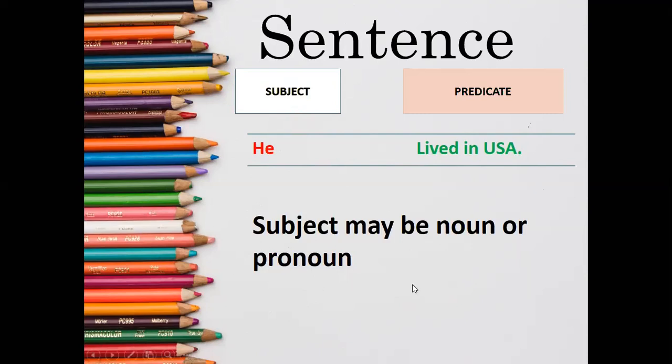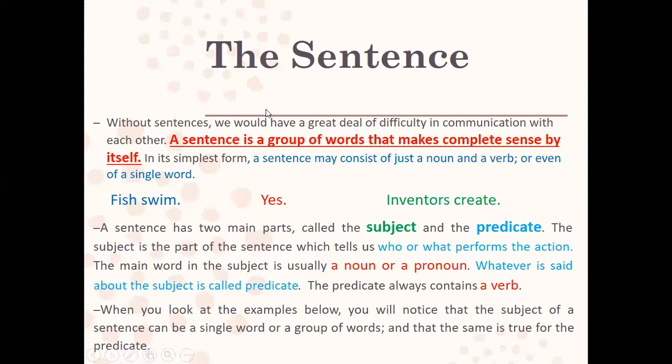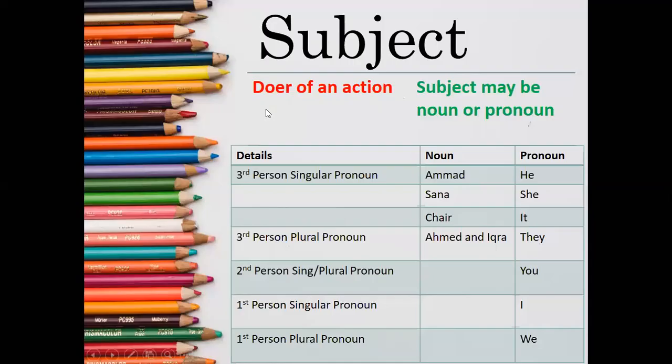We are moving forward. This is the chart for the subject. What is the subject? As I mentioned, the doer of an action is the subject. Subject may be a noun or pronoun. I have just made a chart over here for you.